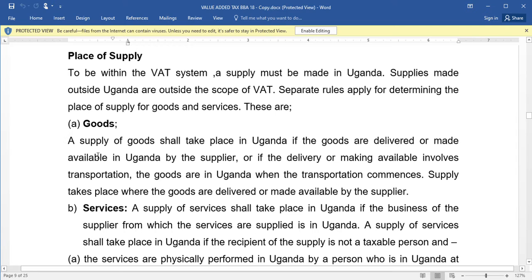A supply of goods shall take place in Uganda if the goods are delivered or made available in Uganda by the supplier. If the goods are delivered in Uganda or they are made available in Uganda, they are known as taxable supplies for VAT purposes. But if they're delivered outside Uganda, then they're not.